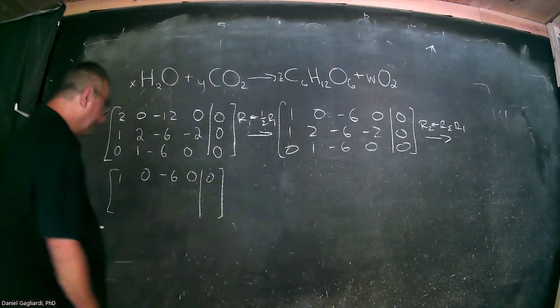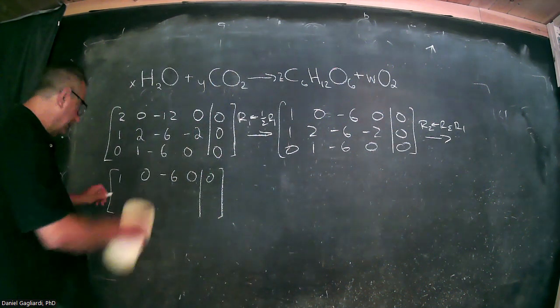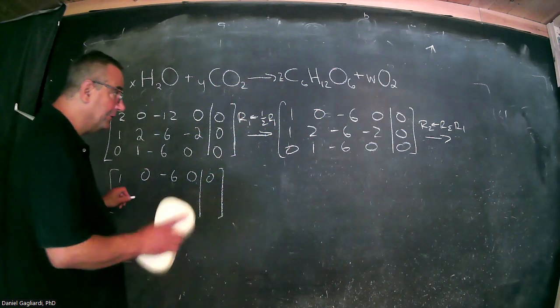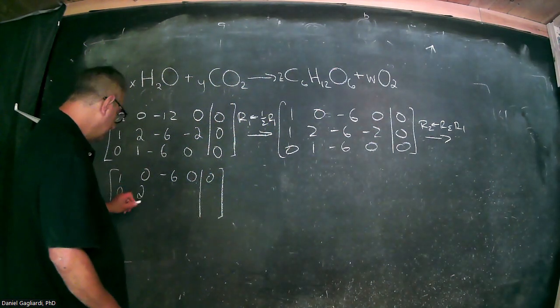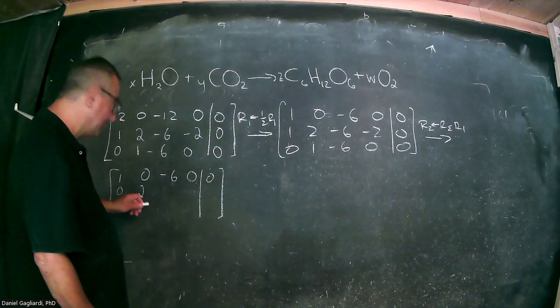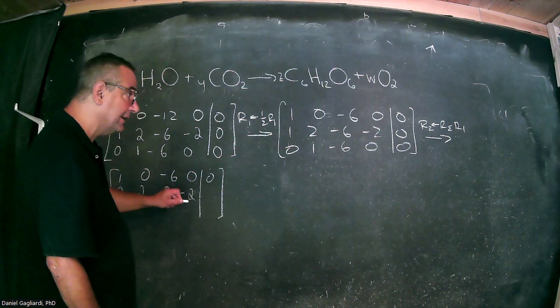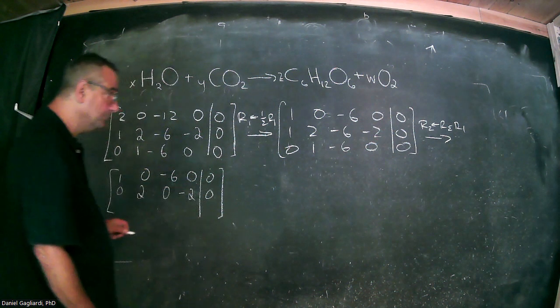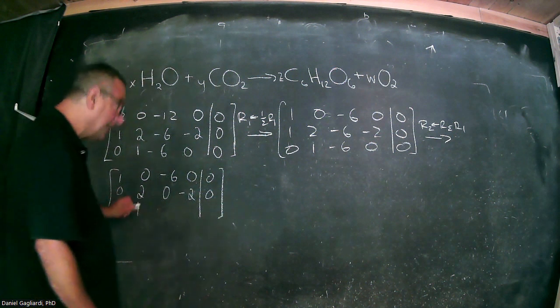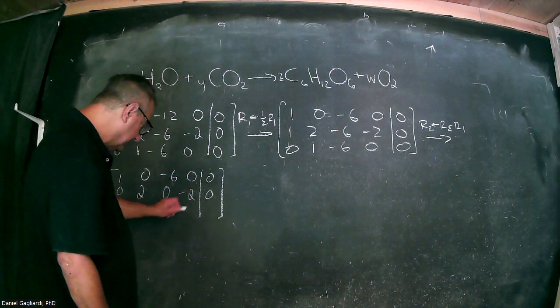All right, and then row 2 becomes 1 minus 1 is 0. 2 minus 0 is 2. Negative 6 minus a negative 6 is 0. Negative 2 minus 0 is negative 2, and we get a 0. All right, and row 3 stays intact because we didn't do anything with row 3.